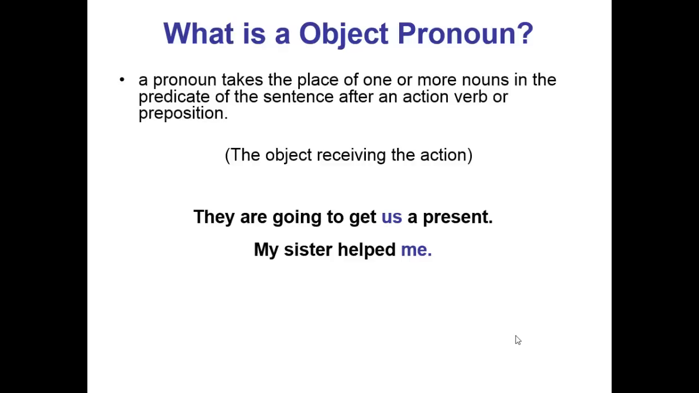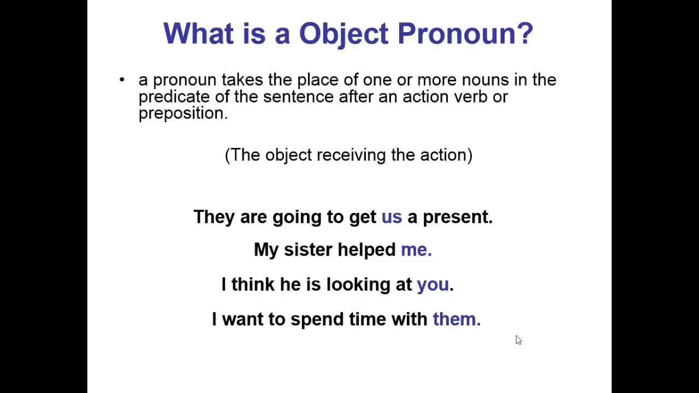My sister helped me. The action in this sentence is helped. Helped who or helped what? Helped me. Me is the object pronoun. I think he is looking at you. Looking is the action. Looking at who or looking at what? You is the object pronoun. I want to spend time with them. Spend is what's happening here. Them would be who we are spending time with.